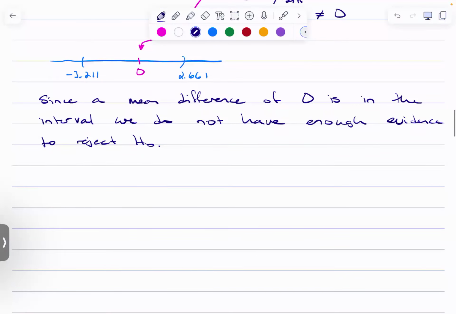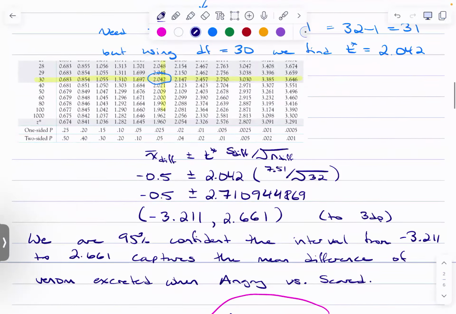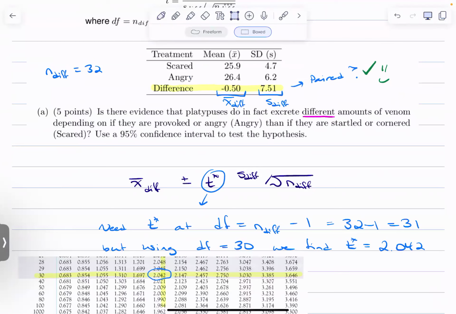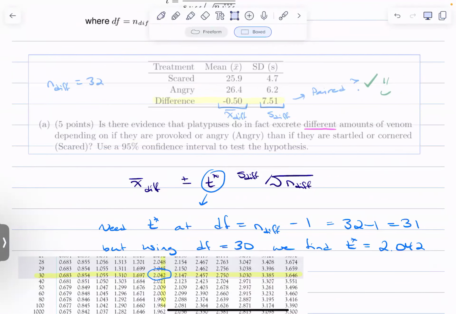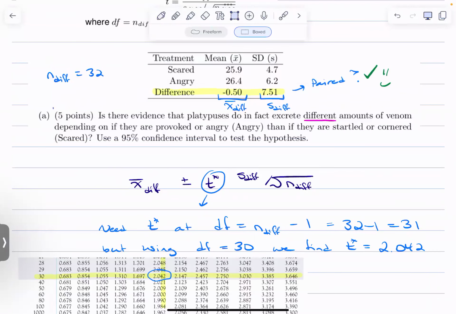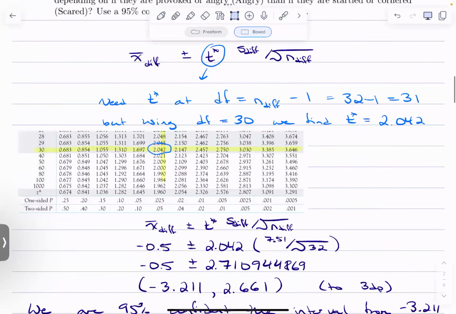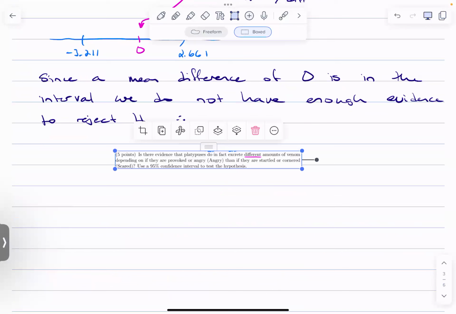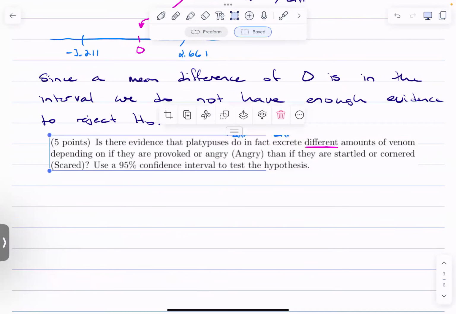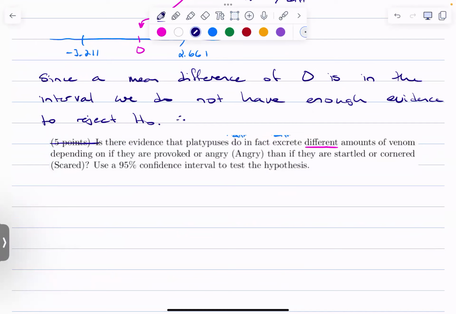Therefore, what was the question? Oops. Eek. Don't want to do that. I'm going to cheat. Again, I guess. There is no evidence that platypuses do in fact excrete different amounts of venom depending on if they're angry or if they're scared, period.